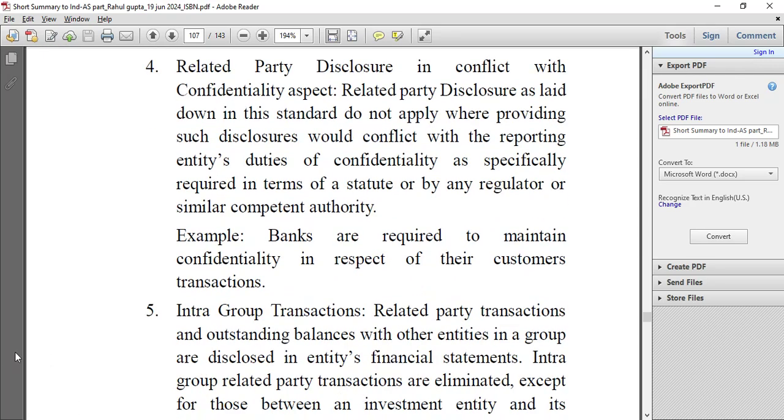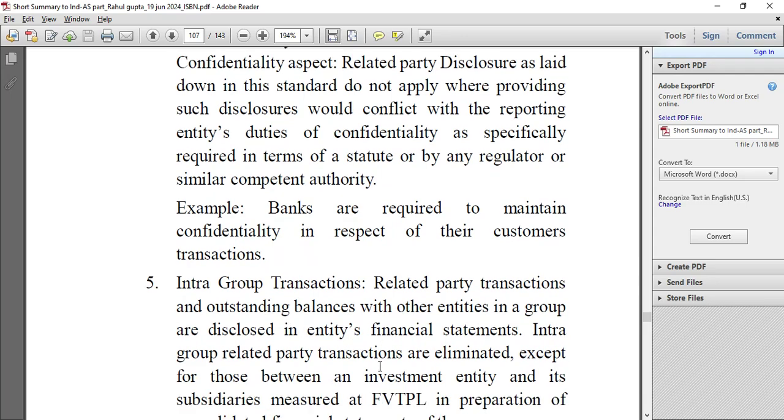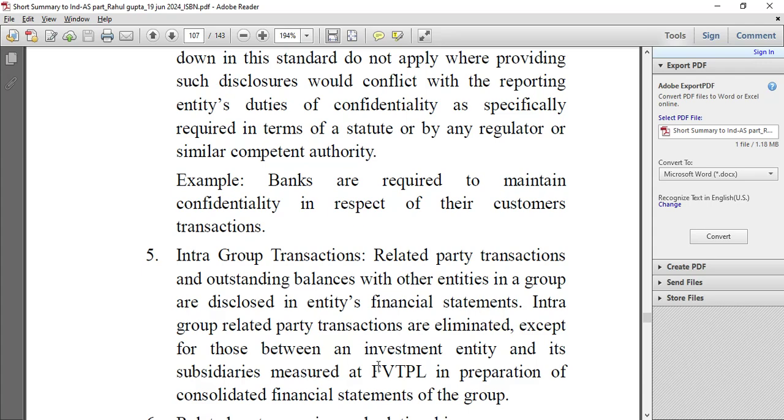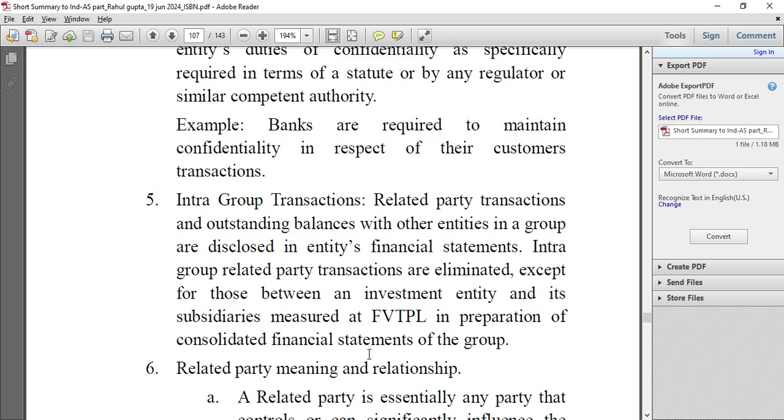Intra-group transactions: related party transactions and outstanding balances with other entities in a group are disclosed in the entity's financial statements. Intra-group related party transactions are eliminated in the preparation of consolidated financial statements of the group, except for those between an investment entity and its subsidiaries measured at FVTPL.